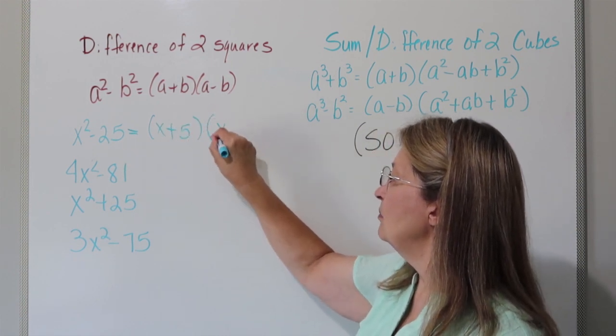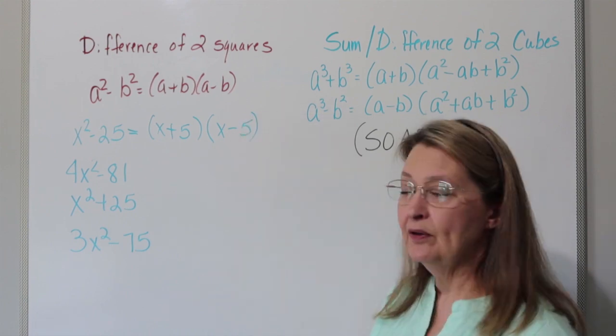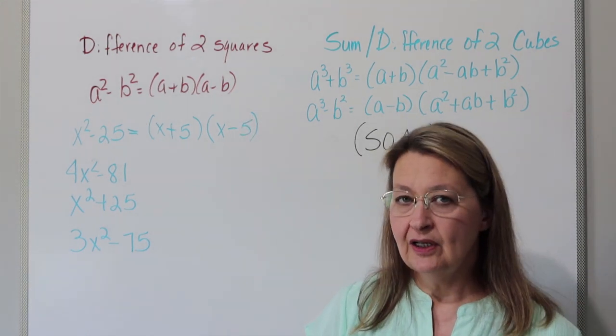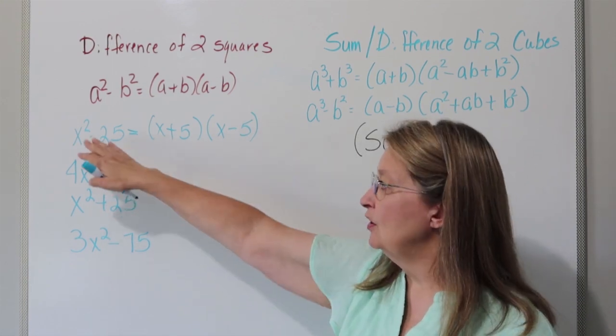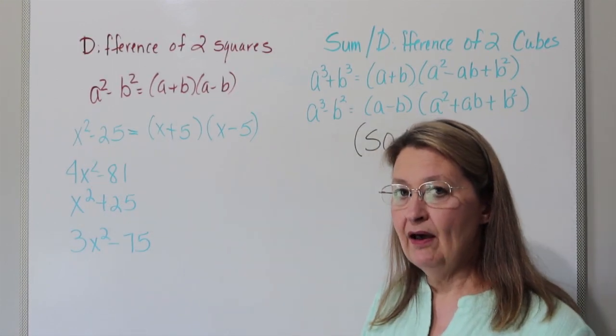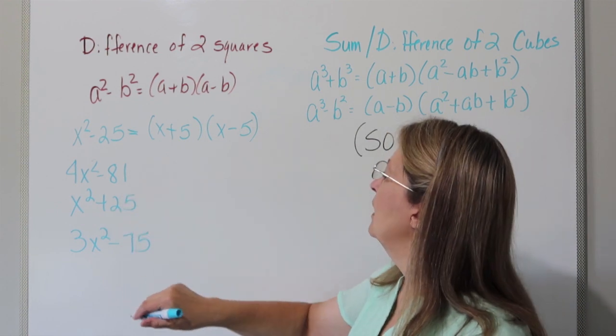My next one is going to be x minus the square root of that. And that's all there is to factoring. If you want to check me, you can go back and use the FOIL method on this, and you will get x squared minus 25. So let's look at this one.